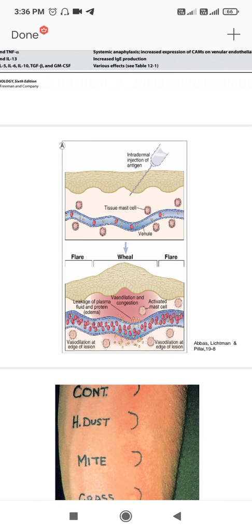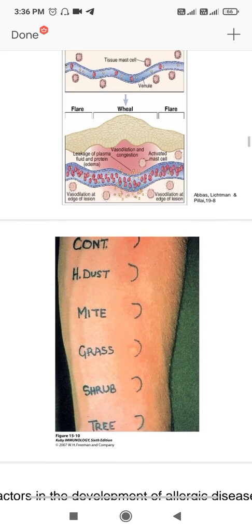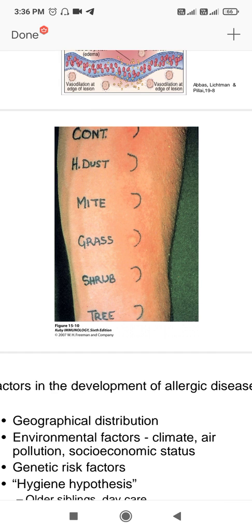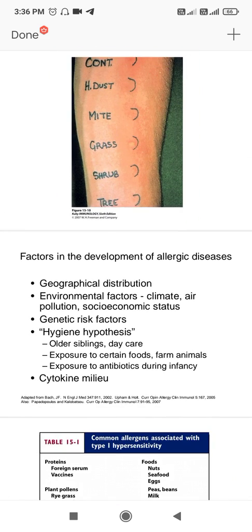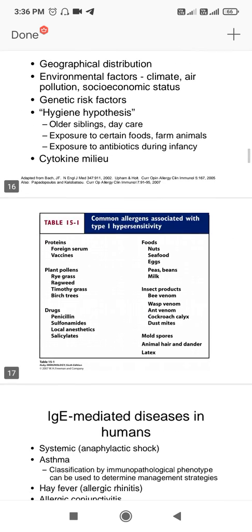So this image shows the vasodilation and formation of the lesions, with different types of allergen tried on the skin surface, allergen to mite, allergen to grass. Allergies also depend on factors like geographical distribution and environmental factors. Some persons are also allergic to sulfa drugs, some antibiotics like penicillin, plant pollens, and some proteins like egg albumin, nuts, peanuts.